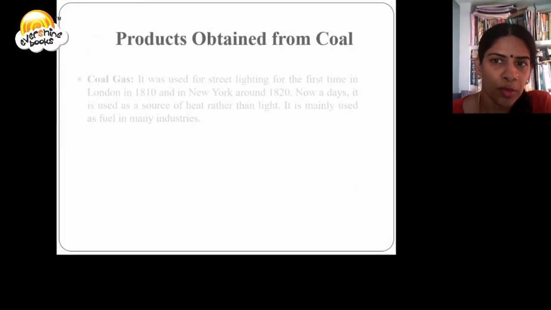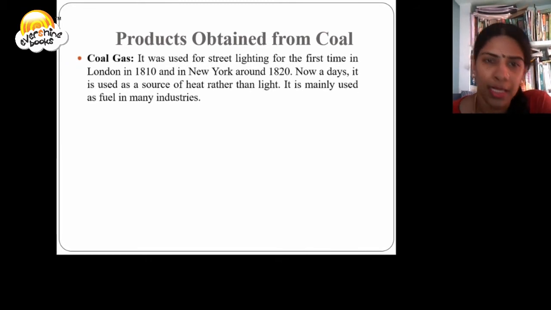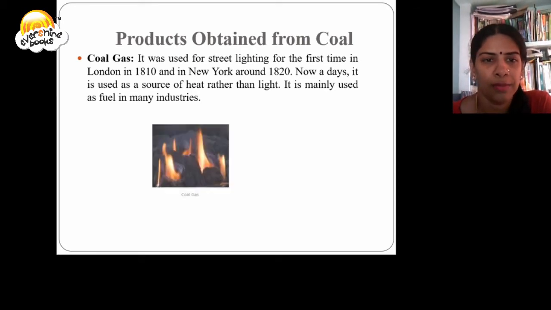The third product obtained from coal is coal gas. It was used for street lighting for the first time in London in 1810. Later, it came into use in New York also around 1820. Nowadays, it is used as a source of heat rather than light. It is used mainly as a fuel in many industries.